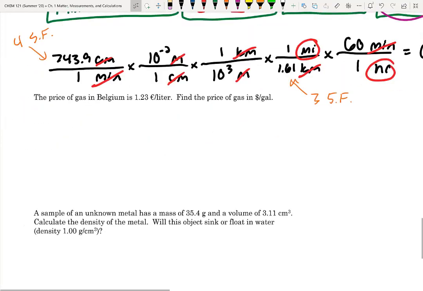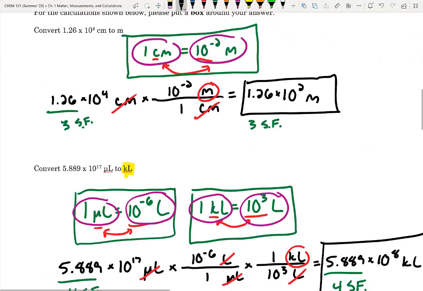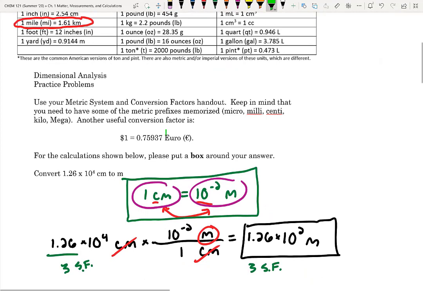So the price of gas in Belgium is 1.23 euros per liter. So I'll put that on the bottom. Let's actually move this up. Per 1 liter. And we need to find the price of gas in dollars per gallon. So let's first find a conversion from euros to dollars. I don't know what it is right now because it actually fluctuates by day, but we're going to assume that it's $1 equals 0.75937.